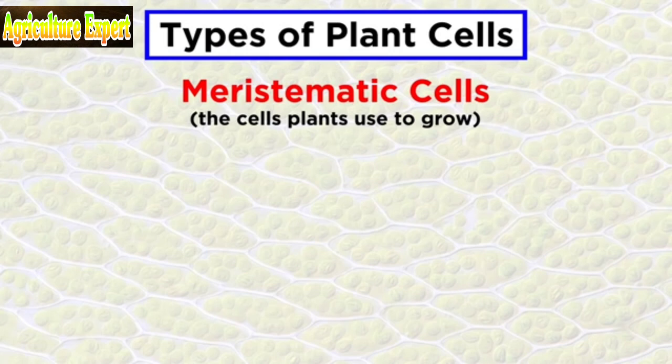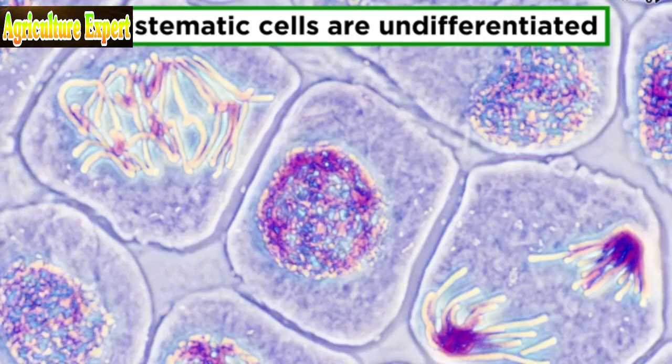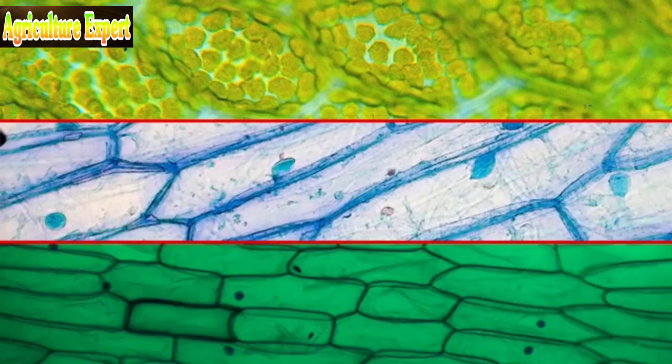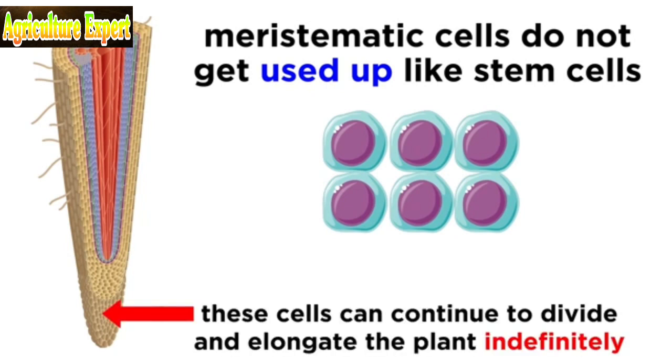These are called meristematic cells, and they're very much like the stem cells we have in our own bodies. What this means is that meristematic cells are undifferentiated, or without a specific job assigned to them when they are first created through mitosis. So when meristematic cells divide and replicate, they can produce daughter cells belonging to any other kind of plant cell. The important difference between meristematic cells in plants and stem cells in animals is that meristematic cells don't get used up, so they can continue dividing and helping the plant grow indefinitely.